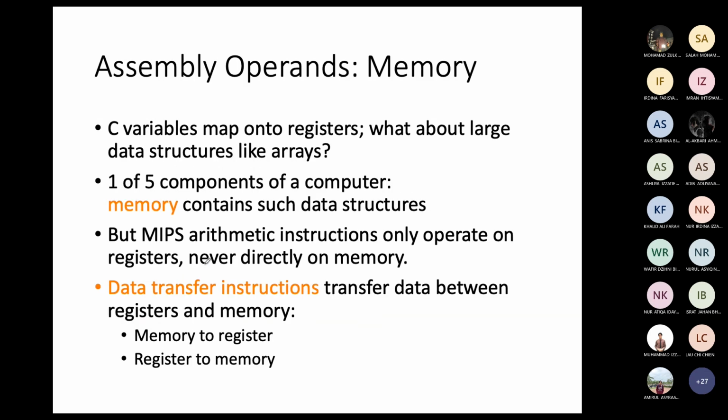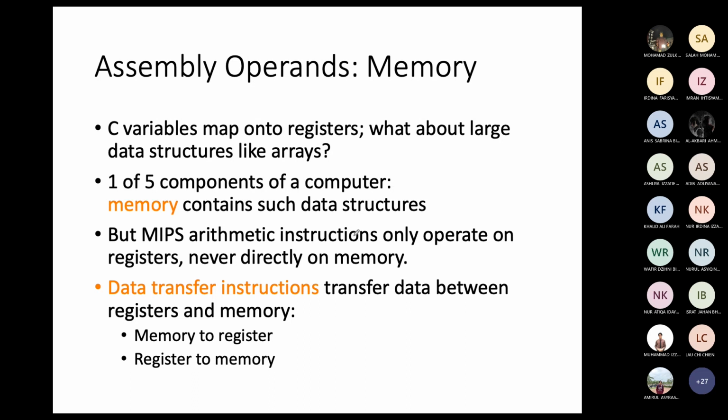So in the operations we saw, C variables map onto registers. What if we are using arrays? Arrays in C mean memory. You want to store data in a temporary memory, but you want to refer to it back, so we use an array. One of the five components of a computer is memory, which contains such data structures. We can store this array in memory.